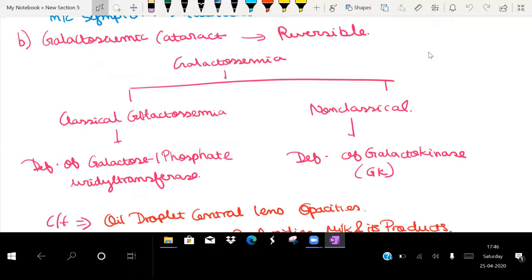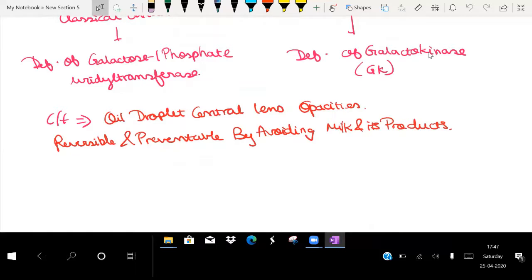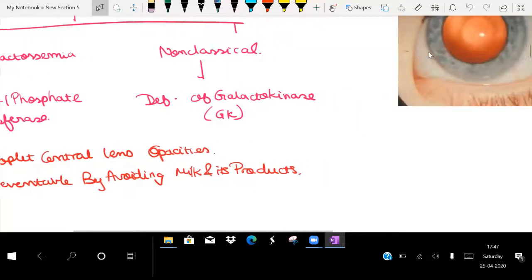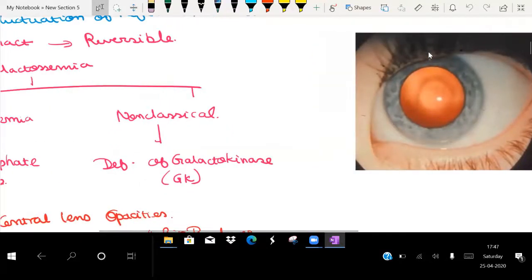Under galactosemia, we have classical galactosemia and non-classical galactosemia. Under classical galactosemia, there is deficiency of the galactose-1-phosphate uridyl transferase enzyme. Under non-classical, there is deficiency of the galactokinase enzyme. The clinical feature here is an oil droplet central lens opacity, and mostly the galactosemic cataract is reversible and preventable by avoiding milk and milk products. Here we can see the oil droplet central lens opacity in galactosemic cataract.